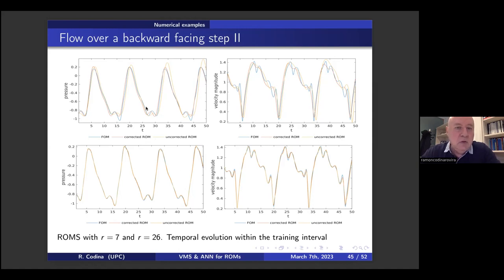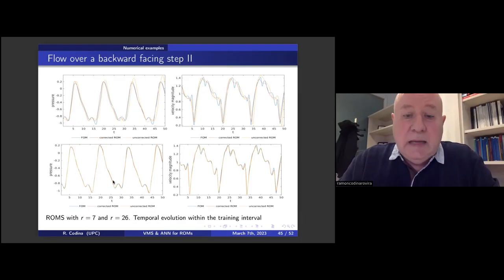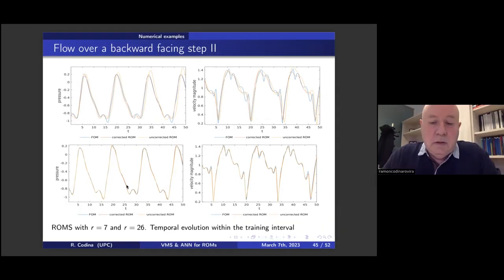And you see that the solution of the correction is not perfect, but much closer to the full order model solution than the uncorrected reduced order model. And that happens for both the pressure and the velocity. Of course, if you increase the dimension of the reduced order model space from 7 to 26, then the improvement is not that apparent, but it's still there. This is what happens when you plot the evolution within the training interval.